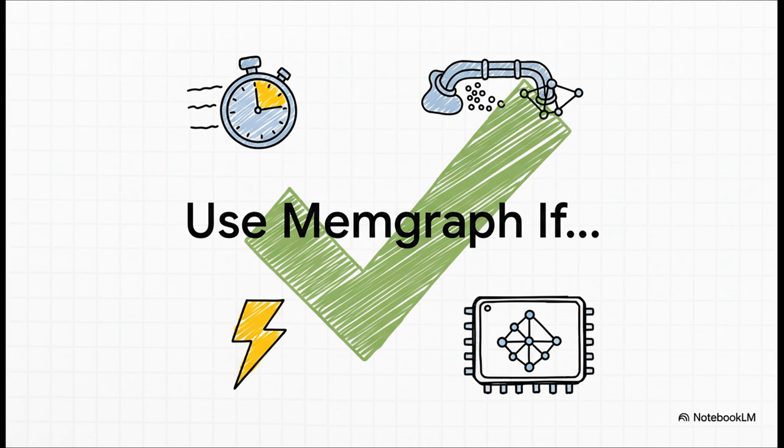First, is your app's success measured in milliseconds? Second, are you processing a live incoming stream of data? And third, and this is the big one, can your entire data set actually fit into your server's available RAM? If you're nodding your head yes to all three of those, then Memgraph is probably exactly what you've been looking for.